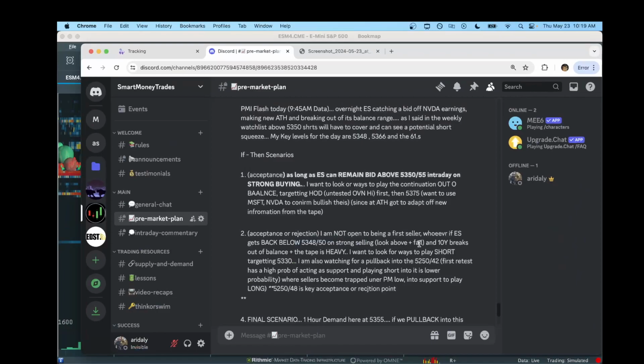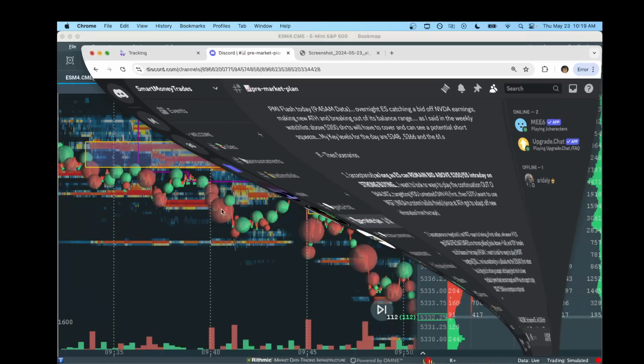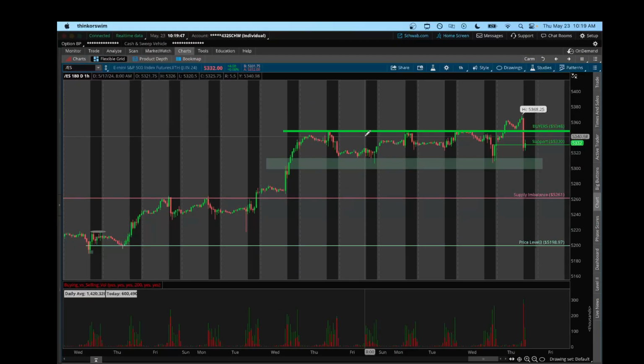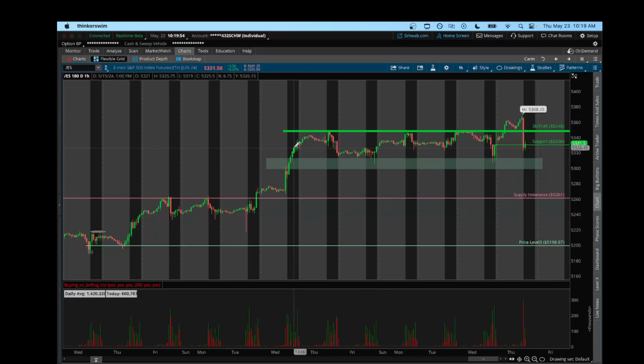Super important to confirm with the tape, which I said look above and fail. And I was also using yields, but it wasn't that significant today. I want to look for ways to play short, targeting this 5330. Now, usually the rule of thumb is if we break out of a sideways range like this and fail, the first area the market should head towards is the 50%, or the midpoint of the range. So the 50% is around this 30 area, and then the last area it should head towards is a balance low. So we haven't traded there yet, but usually it trades the 50% first and then the balance low.